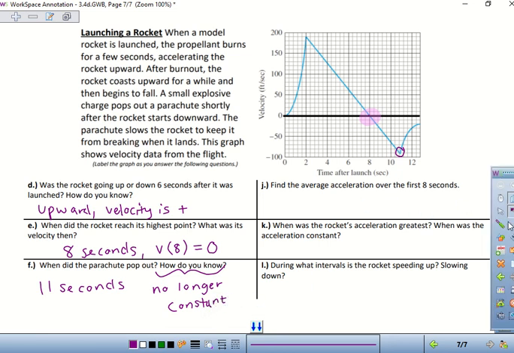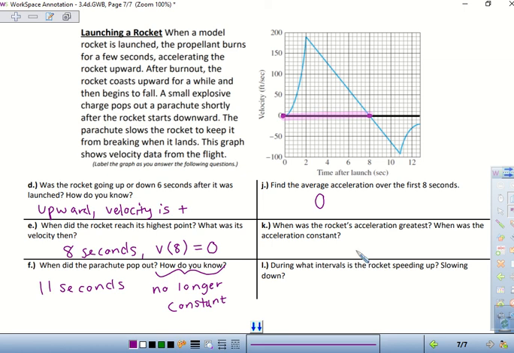Find the average acceleration over the first 8 seconds. Regular acceleration is the slope of velocity, right? So average acceleration would be like calculating the slope between 2 points. Over the first 8 seconds, that's from here to here. Is that going to be a secant line or a tangent line? Secant. Do you remember the difference between average rate of change and instantaneous? Average is a secant. So to find this, we would just find the slope of this line, which would be 0.